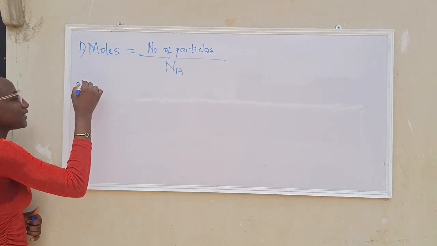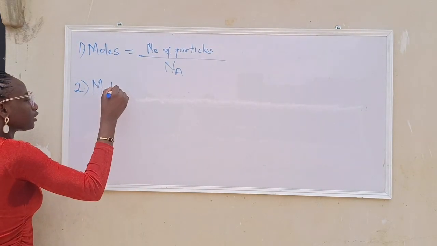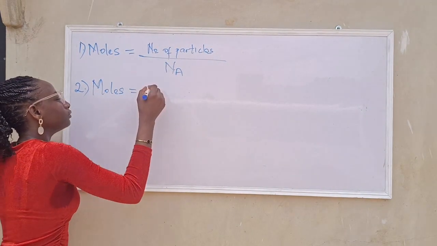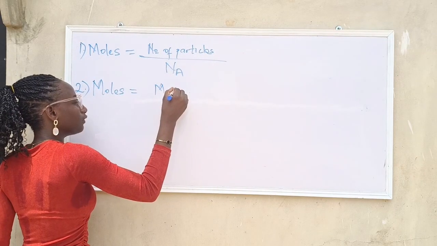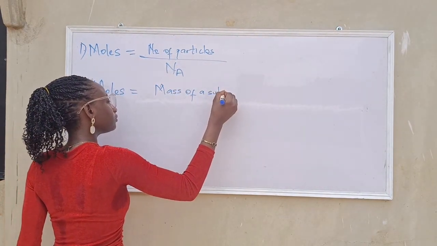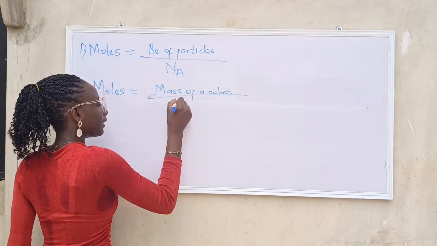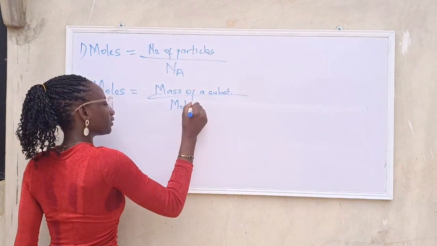Another way is relating it to mass and molar mass. So moles is equal to the mass of a substance over the molar mass of that substance.